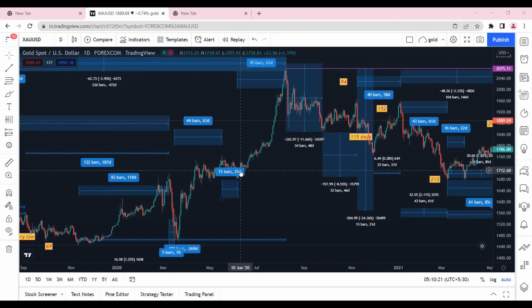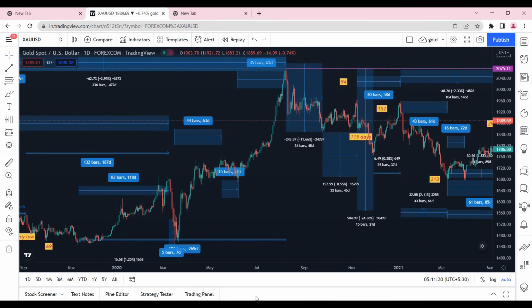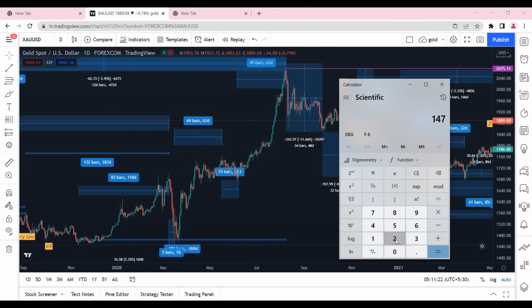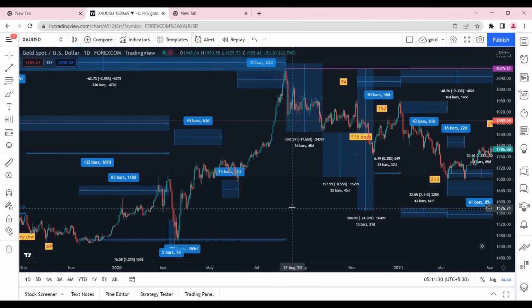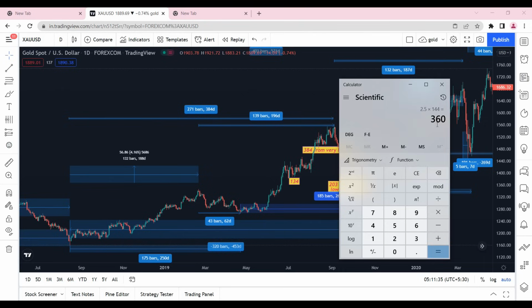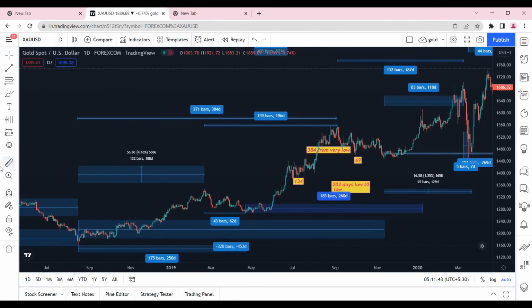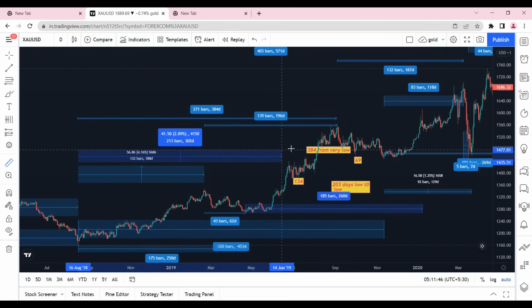63, 63 and 21. So 63 plus 63 plus 21 is 147, which is also 2.5 times 144, equal to 360. So speaking of 360, 360 times 2 will give you 720 days. So the major low, I'm going to take 360 days. Let's see where it goes.